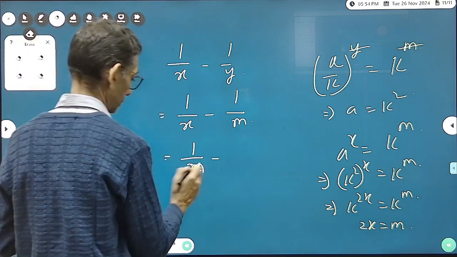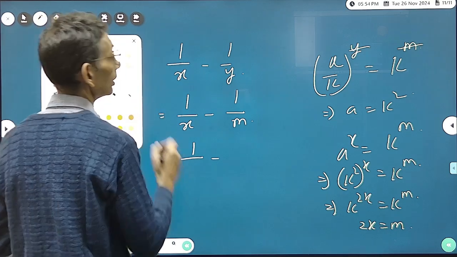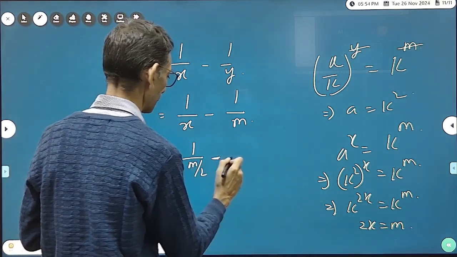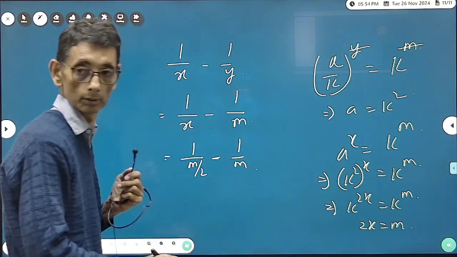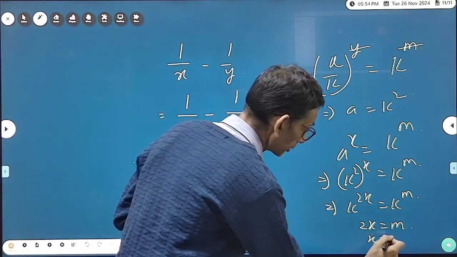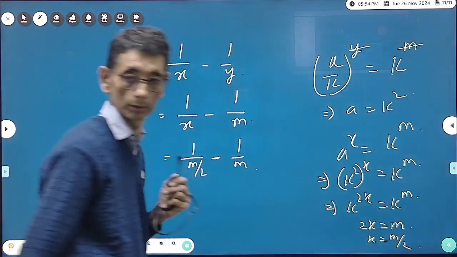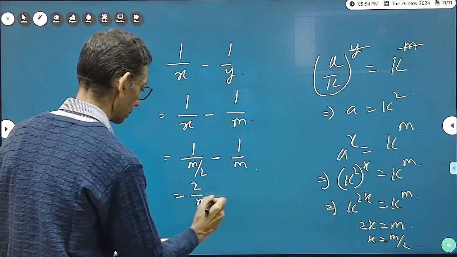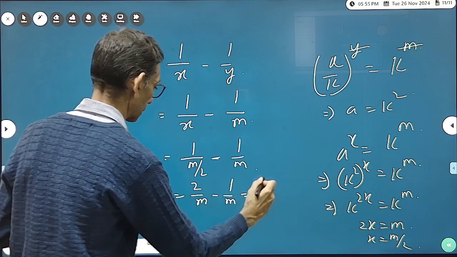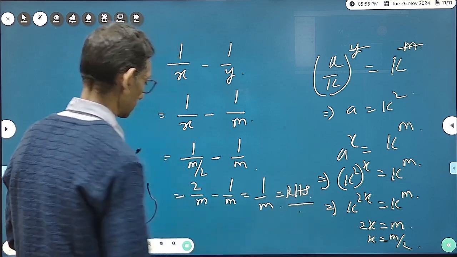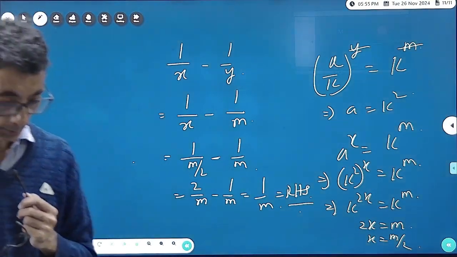This I know, okay. This is m by 2 whole minus 1 by m. Done. x value, so m by 2, we put 2 by m minus 1 by m equal to 1 by m, right hand side. 2 by m minus 1 by m is 1 by m.